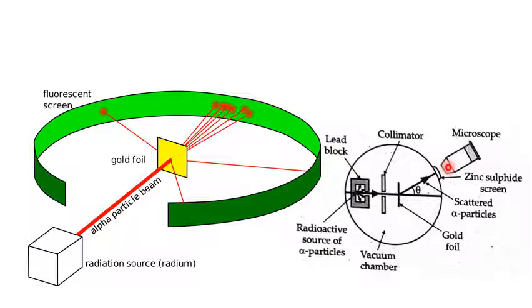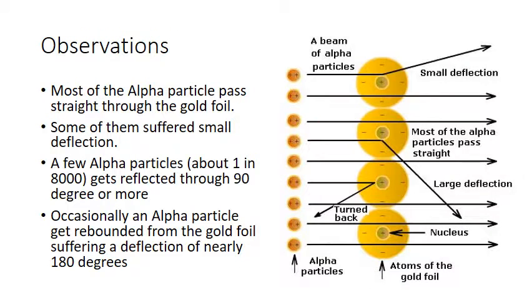In this way, the number of the alpha particles scattered at different angles can be counted. This whole experimental apparatus is enclosed in an evacuated chamber to avoid the scattering of the alpha particles with the air molecules. So let us discuss a few of the observations which they have made.